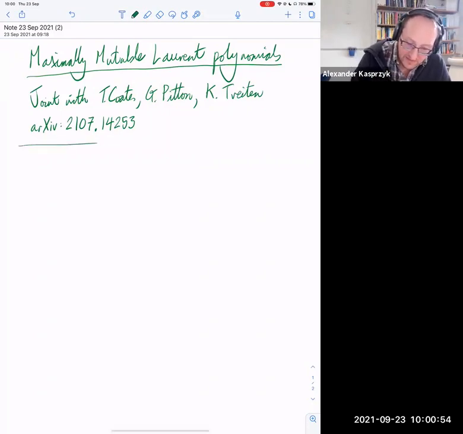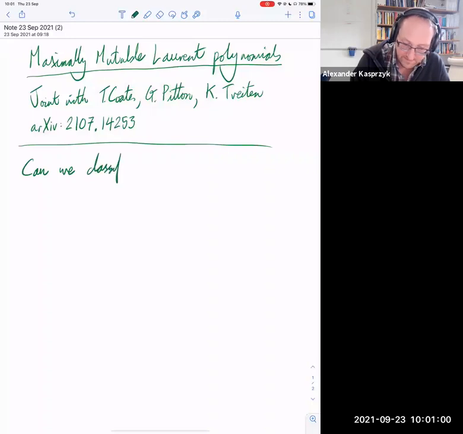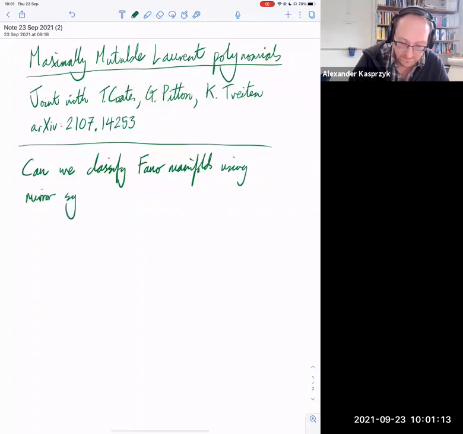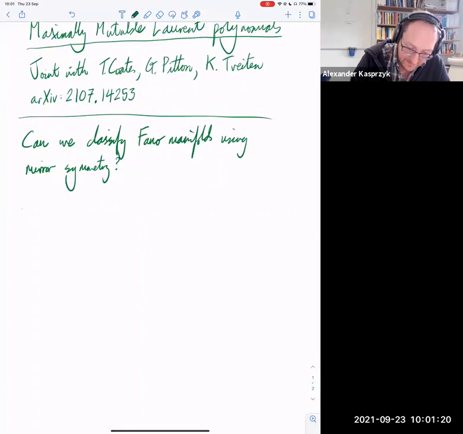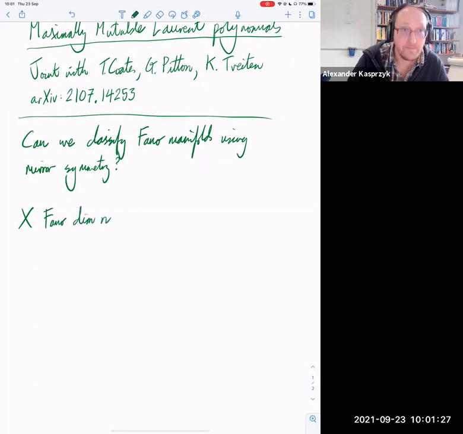Okay. So, yes, the question is, can we classify Fano varieties or Fano manifolds using mirror symmetry? I'm not going to dwell on this, but a very quick recap. The idea is on one side, you have a Fano of dimension n, and associated to this is what we call its regularized quantum period. So it looks like this.